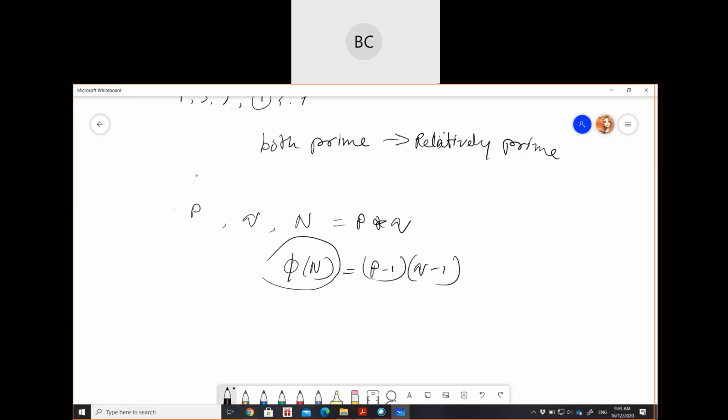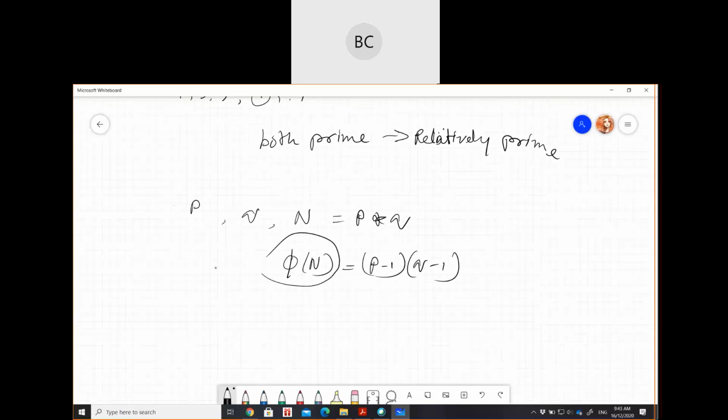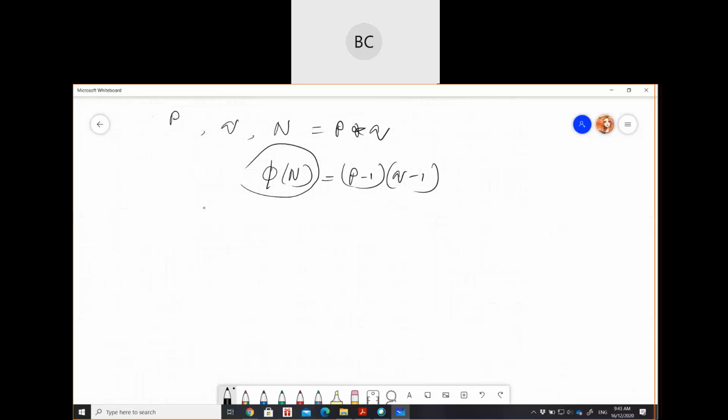Before going to the totient function, let's see what Fermat's theorem is. There's another thing known as Fermat's theorem. Has anyone heard about Fermat's theorem?